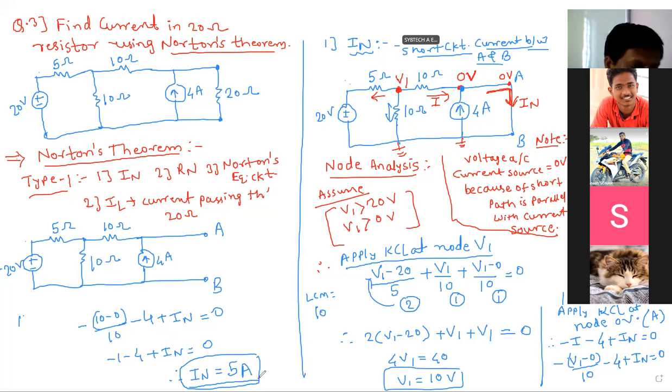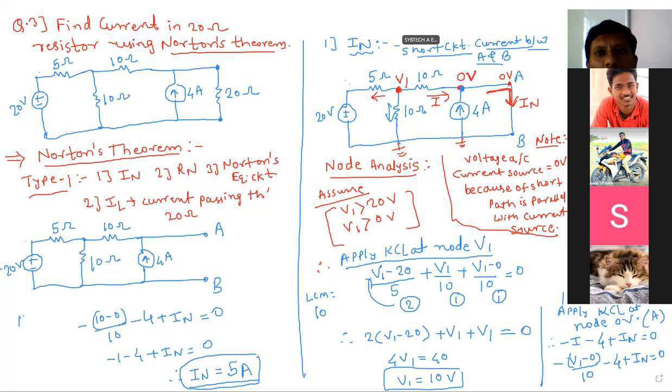So once again, read everyone. I will give you 15 seconds. So KCL we applied at node V1, and we got V1 is equal to 10 volt. Then we can find out I by V1 minus 0 divided by 10. And then you can apply the KCL at this point. So minus I minus 4 plus IN, from that you can get the IN answer as 5 ampere. So one thing we have calculated.